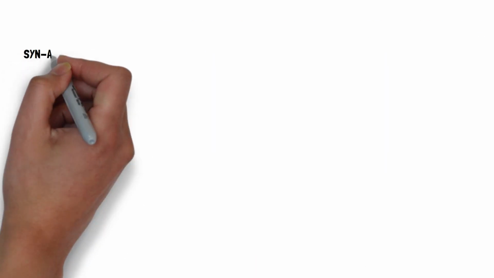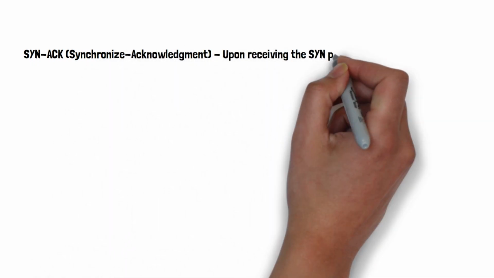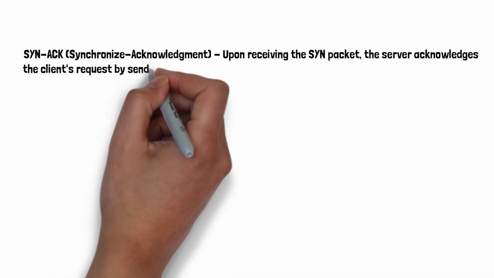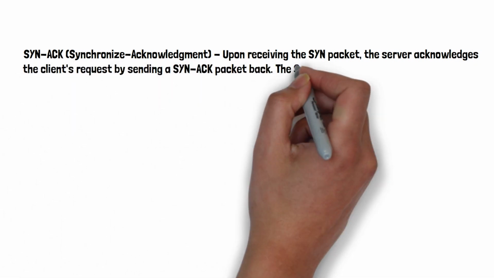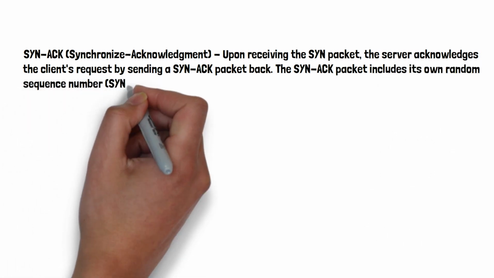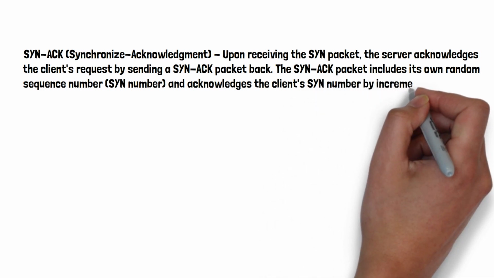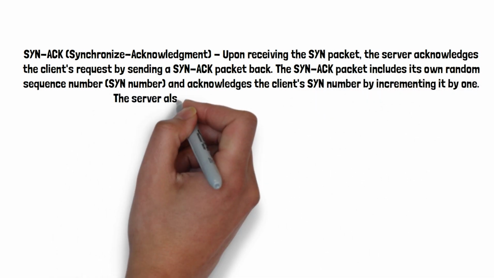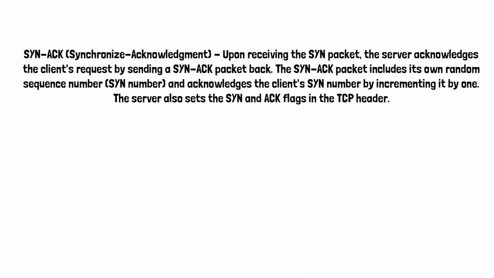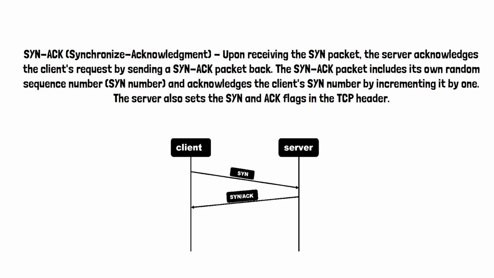2. SYN-ACK, synchronize acknowledgement. Upon receiving the SYN packet, the server acknowledges the client's request by sending a SYN-ACK packet back. The SYN-ACK packet includes its own random sequence number, SYN number, and acknowledges the client's SYN number by incrementing it by 1. The server also sets the SYN and ACK flags in the TCP header.